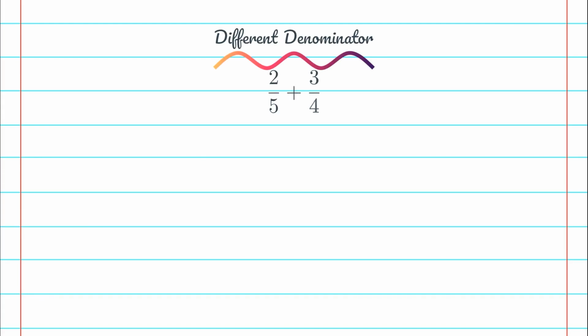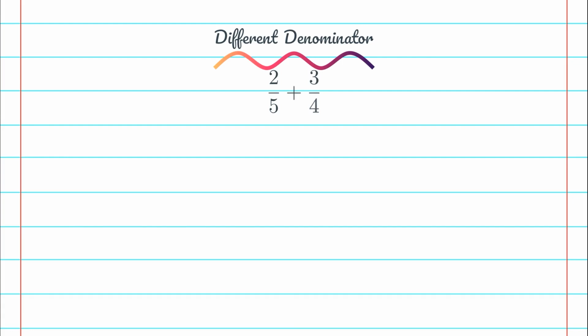Let's say we have 2 fractions, 2 over 5 and 3 over 4. Since we can only add fractions with the same denominators, we need to find a way to make the denominators the same. To find a common denominator between 2 fractions, we can make use of the least common multiple of the denominators. If you're not sure what least common multiple is, I suggest you watch a video on least common multiple on this channel before you continue.